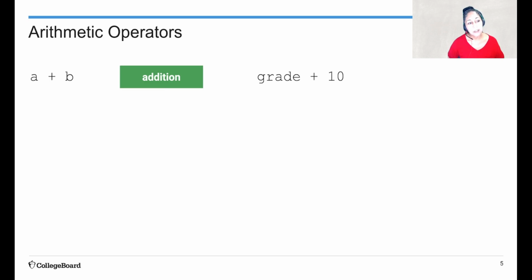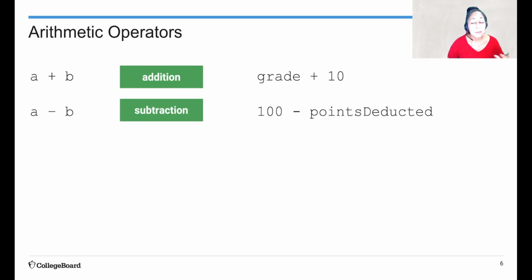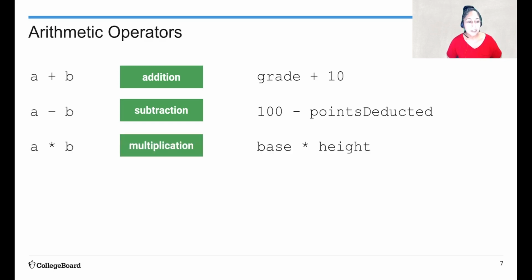So for example, if I have A plus B, or grade plus 10, that is using addition. Subtraction is represented with our little minus sign in the format A minus B, or maybe I might do 100 minus points deducted. I can still, again, use variables in our expressions.